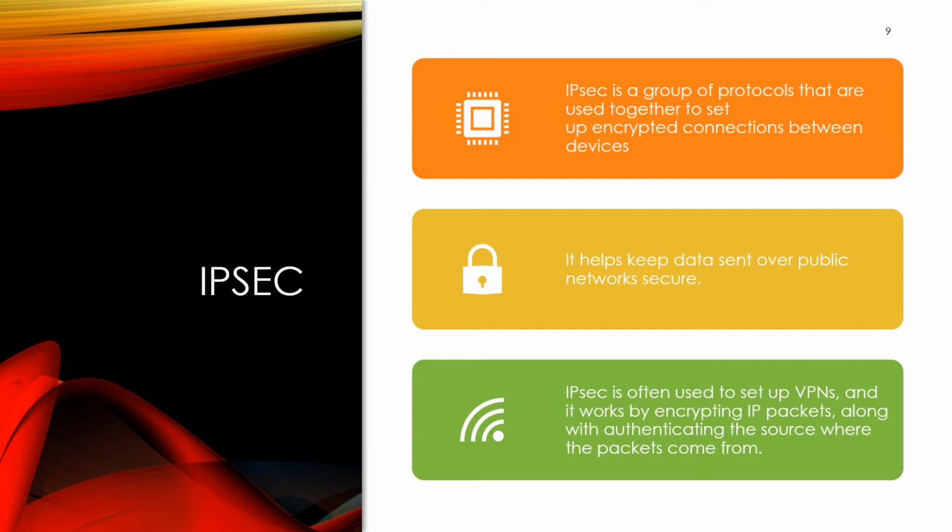IPsec is a group of protocols that are used together to set up encrypted connections between devices. It helps keep data sent over public networks secure. It's also often used to set up VPNs, and it works by encrypting IP packets along with authenticating the source where the packets came from, which is very helpful.